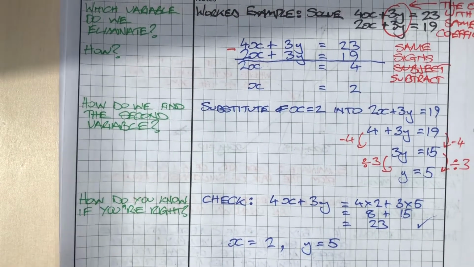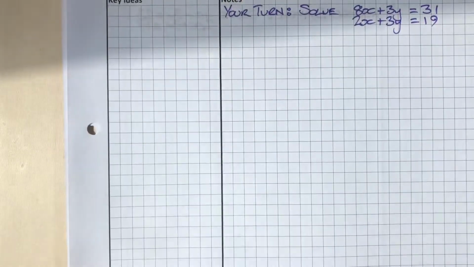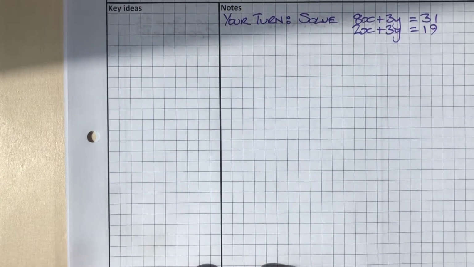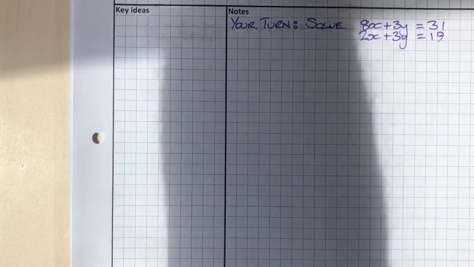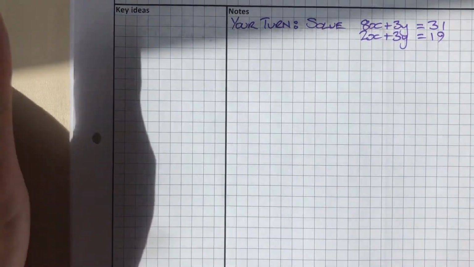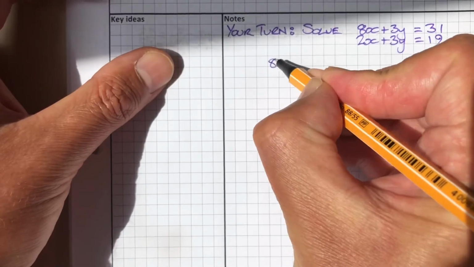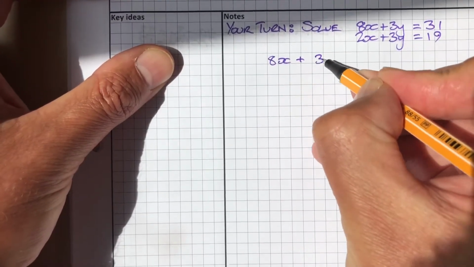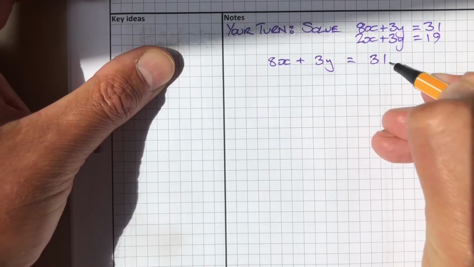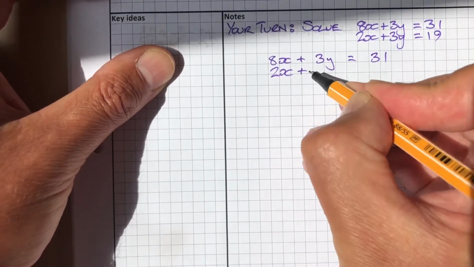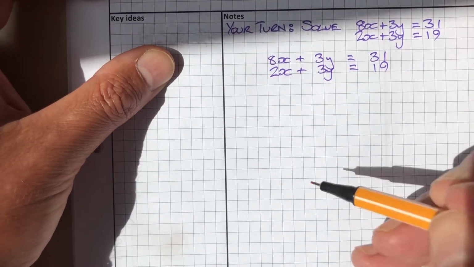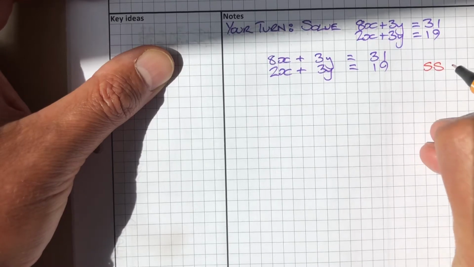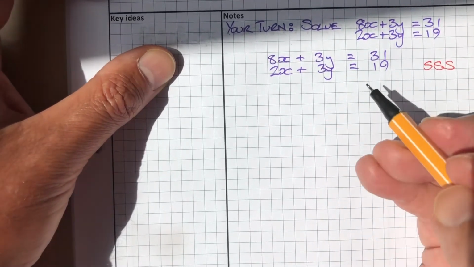Right, here is one for you to have a go at. Pause the video while you have a go and then we'll see how you go on. Okay, so let's try this. 8x add 3y is 31. 2x add 3y is 19. I'm going to do same signs, subtract to get rid of the y's.